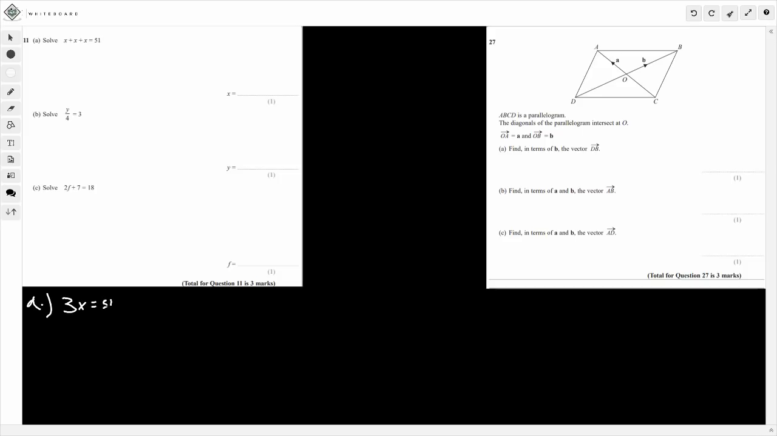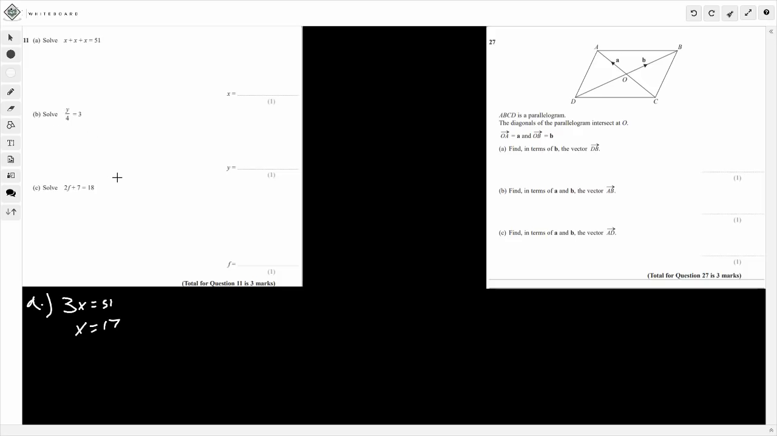So how do I work out an equation like this? Well, we need x on its own at any point when solving an equation. We're going to divide by 3, so that gives me x. 51 divided by 3, that's going to give me 17. 17, 34, 51. Perfect. For 1 mark, x is 17. This one, nice and easy again.